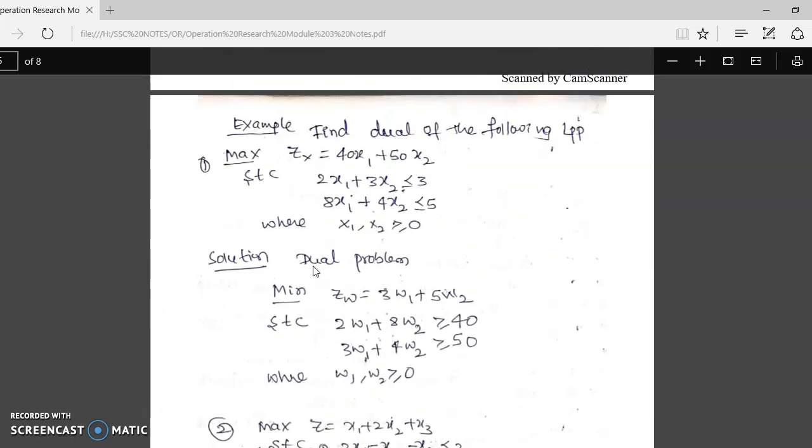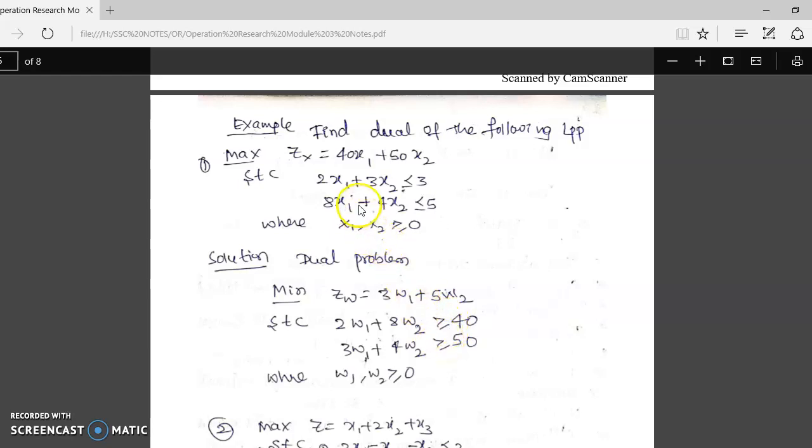So first problem, maximize z equal to 40x1 plus 50x2. It is already maximum, no need to convert. Then the second and third constraints are of less than, so no need to convert. So directly we go for finding the dual. First, maximum is converted into minimum, so write max to min. Then these 40 and 50 will be written at the right side of the constraints. Then these less than or equal to are converted into greater than or equal to.